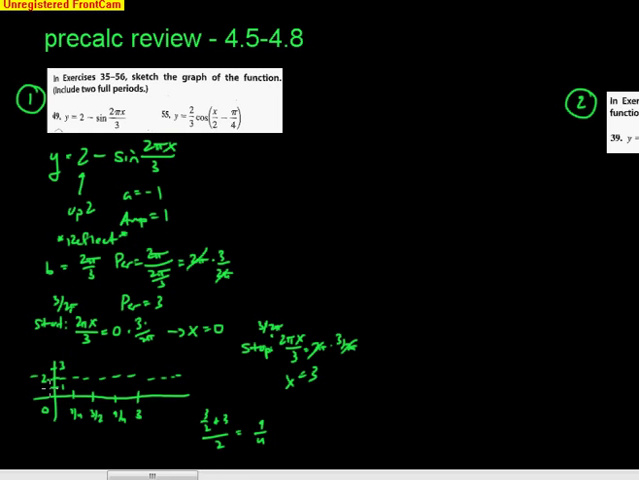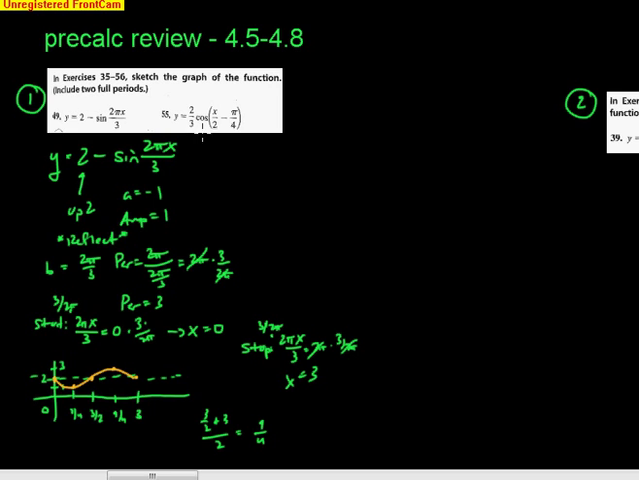Okay, so here's my 5 points. Sine starts on the midline, so I'll do this in orange. Starts here, and then usually goes up, but here it's going to go down because of the reflection. So down to 1, back to the midline, up to 3, back to the midline. And here is going to be your sine curve. There we go.